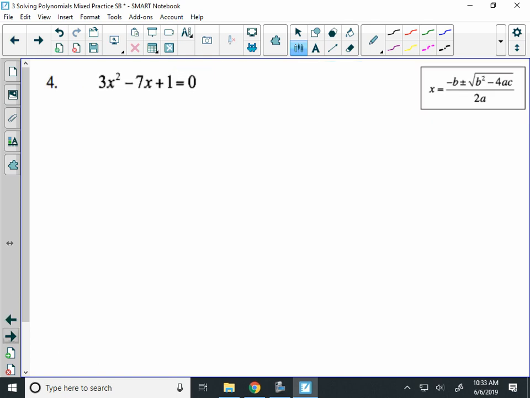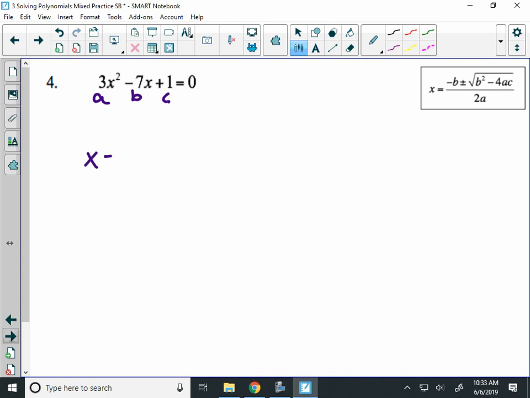Number 4 is also a quadratic. I'm going to solve this by trying to split the middle. It's a trinomial. 3 times 1 is 3. I need two numbers that multiply to 3 and add to negative 7. Doesn't look like it's going to work. So it's prime. It doesn't factor, so I have to use the quadratic formula.